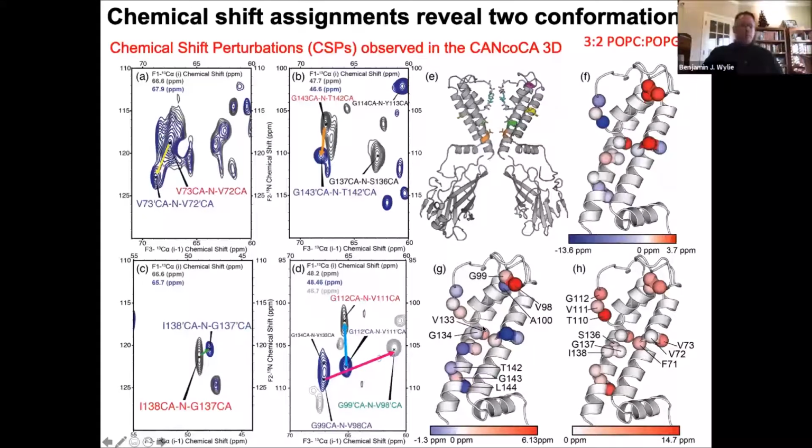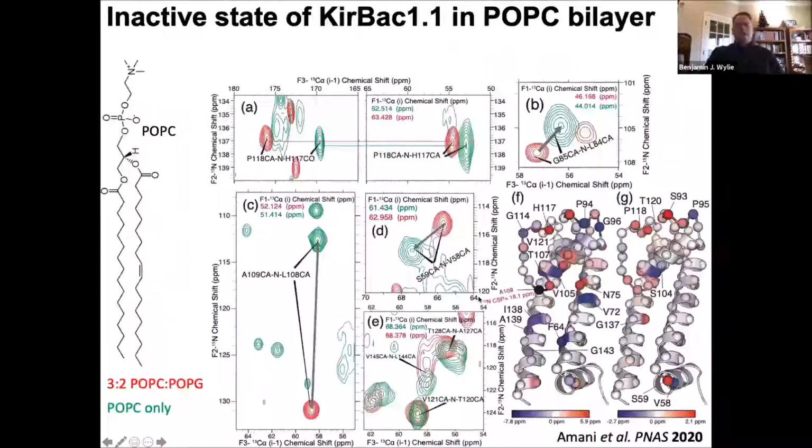This is something that's been observed in a lot of channels, obviously. But then we actually start to see perturbations near the selectivity filter and in the pore helix that's packed behind it. Okay. If we go on and then look at this in a purely zwitterionic environment where you know it's closed, here we find only one conformation. It's a different conformation from the two conformations that we observe in a gated environment.